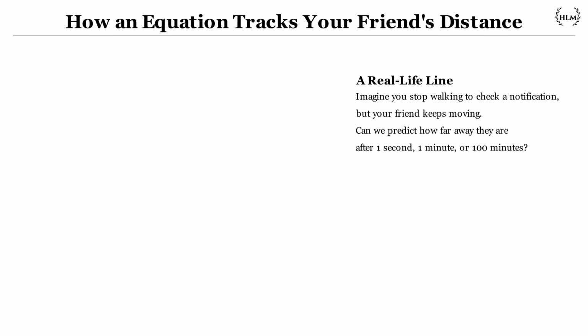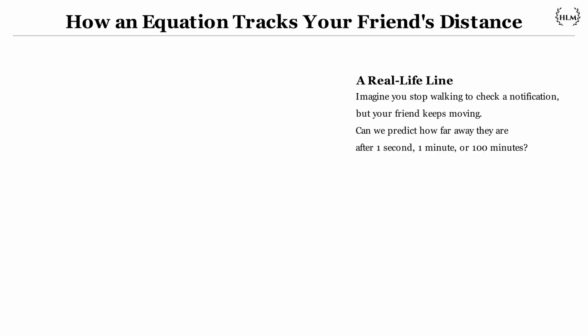So imagine you and your friend are walking together, and all of a sudden you get a notification, so you stand still while your friend continues walking. The question is, would you know how far your friend would be after a minute, 2 minutes, 100 minutes, a second? The average human walks about 80 meters per minute, so let's assume that your friend walks 100 meters per minute because they're a fast walker.